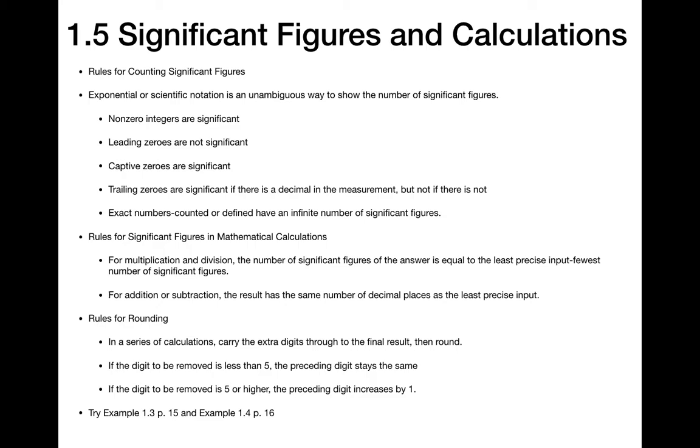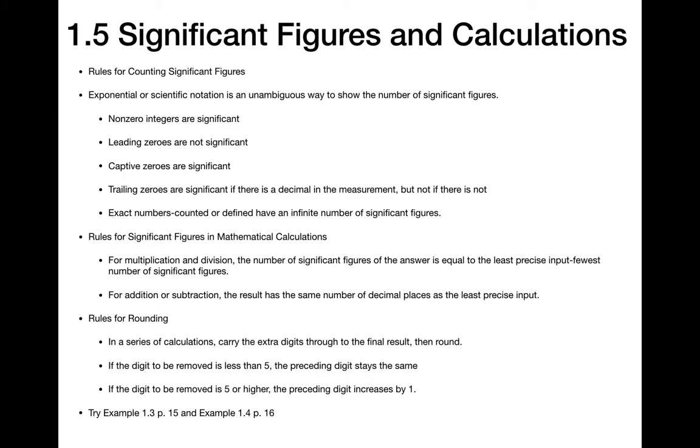So non-zero digits always significant. Leading zeros not significant. Trailing zeros only significant if there's a decimal. And then we have these numbers that are exact numbers. So be aware that not every number you use in a scientific calculation is actually a measured value. Some of them just come from counting.